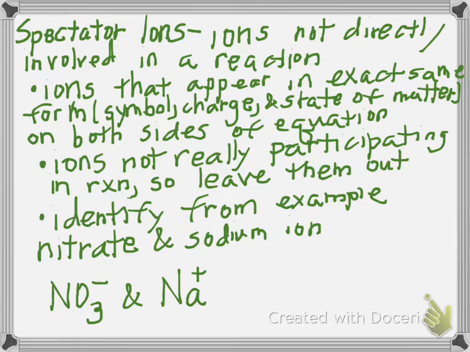So notice here, I have two different ways that you can identify them, and you only need to do it one way or the other. You can write their names, making sure if you have a metal that you include the word ion because it has to have a charge, or you can write the symbols with the charges. I don't care which way you identify spectator ions, either way is fine with me.